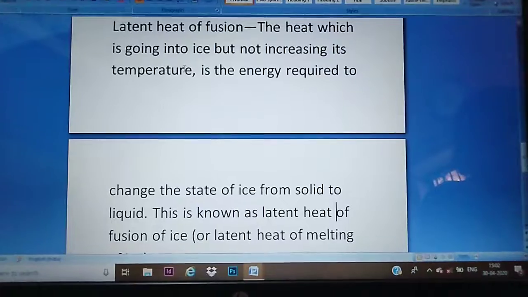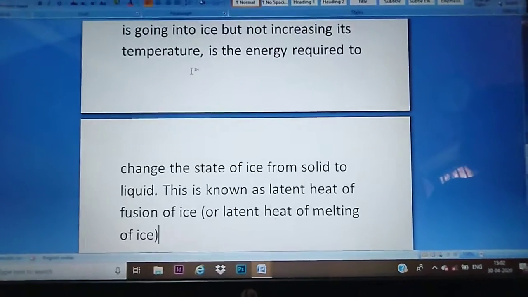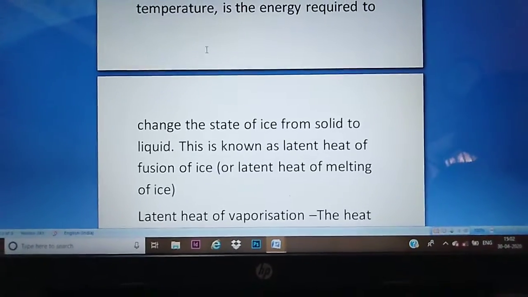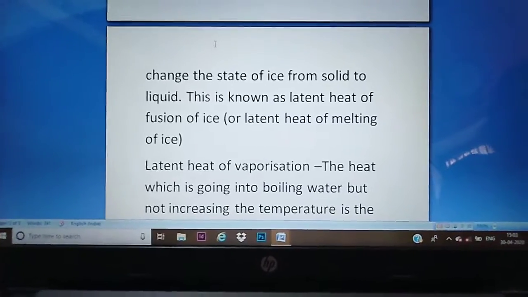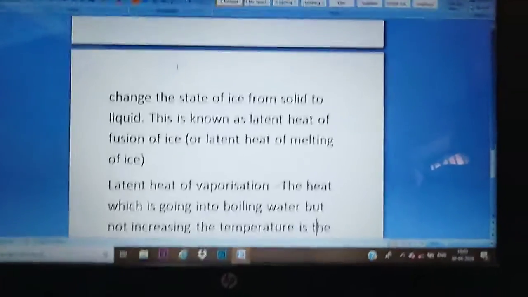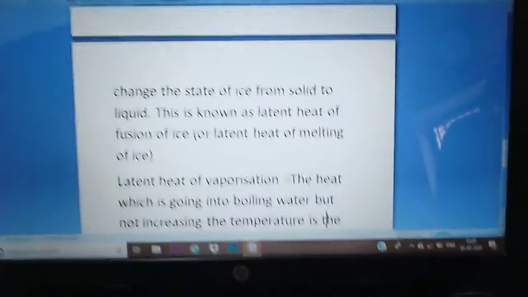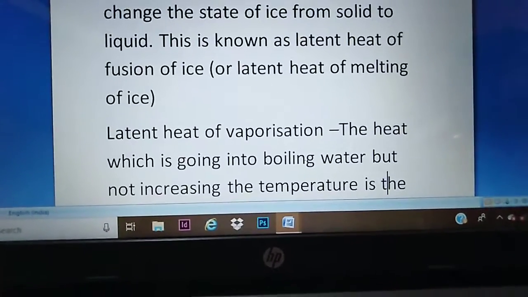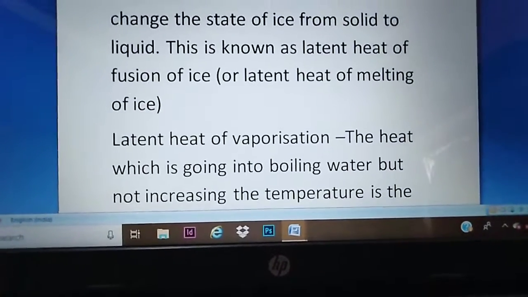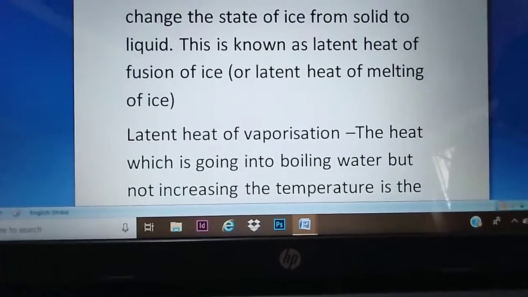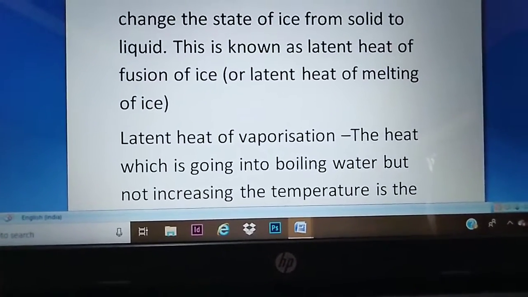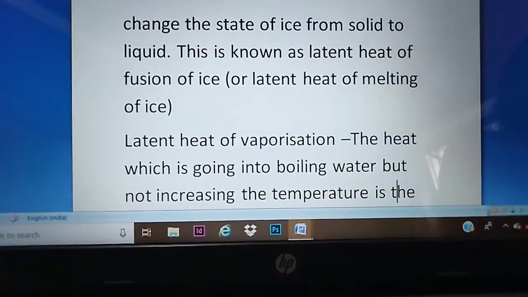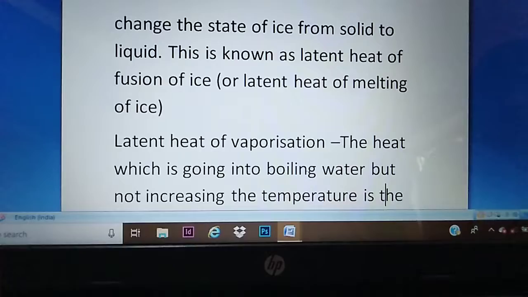So where does this heat go? This heat which is going into the ice but not increasing its temperature is actually going to melt the ice. An increase in the temperature should be shown, but we will not see it. Why? Because this energy is used to overcome the force of attraction of the particles of the ice. So this latent heat is known as the latent heat of fusion or latent heat of melting of ice.